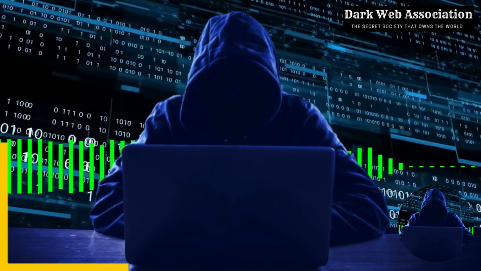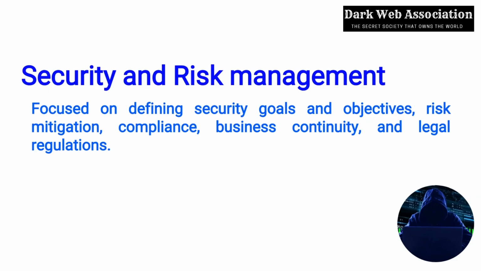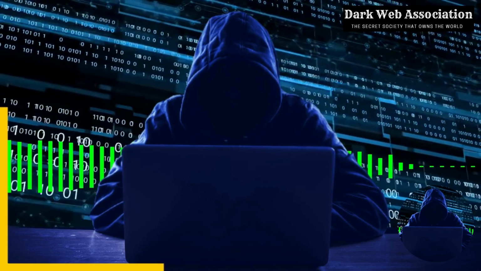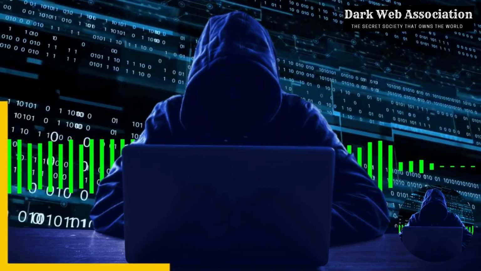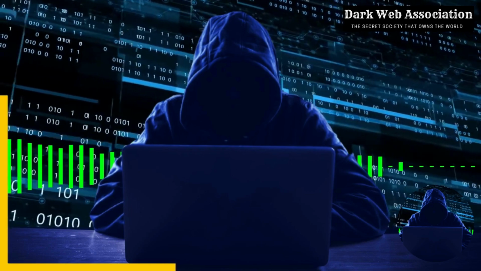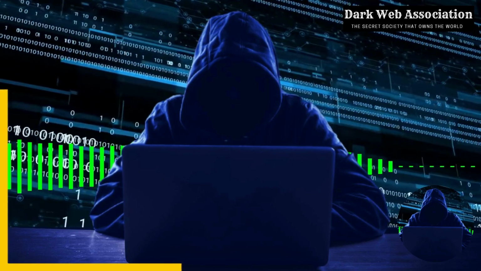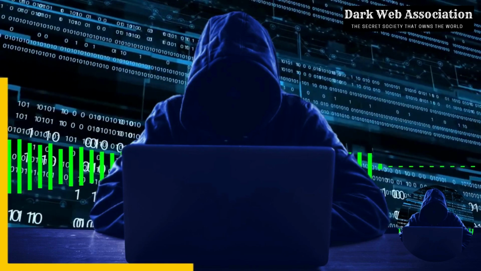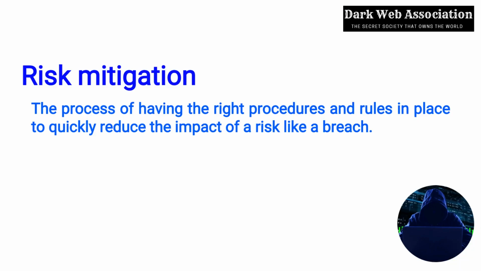There are several areas of focus for this domain: defining security goals and objectives, risk mitigation, compliance, business continuity, and legal regulations. Let's discuss each area of focus in more detail. By defining security goals and objectives, organizations can reduce risks to critical assets and data like SPII, or personally identifiable information.